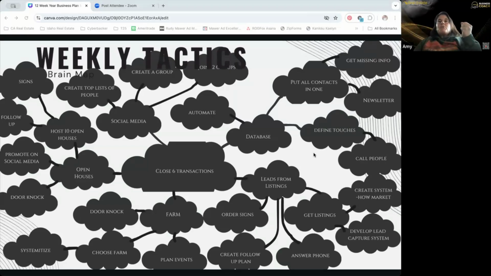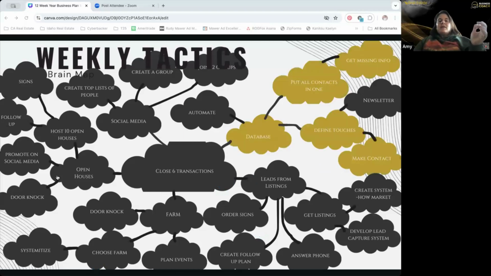Okay, once we have all of our ideas down, then what we have to do is narrow down what are the most important things to do in order to get 6 closed transactions in the next 12 weeks. So what that's going to look like is we're going to highlight or circle or write some things down off of that.